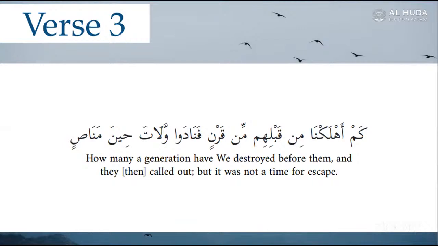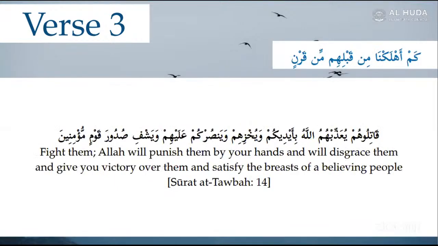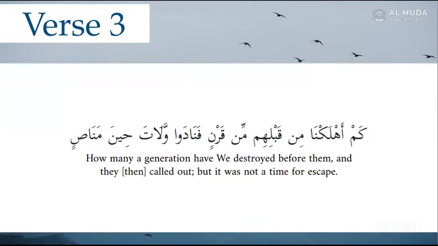In Surah At-Tawbah we learn in verse number 14, قَاتِلُوهُمْ يُعَذِّبُهُمُ اللَّهُ بِأَيْدِيكُمْ وَيُخْزِهِمْ وَيَنْصُرْكُمْ عَلَيْهِمْ وَيَشْفِي صُدُورَ قَوْمٍ مُؤْمِنِينَ. Fight them, Allah will punish them by your hands, and will disgrace them and give you victory over them, and satisfy the breasts of a believing people. So here Allah mentions how many a generation have we destroyed before them. فَنَادَوْا. And they, meaning the people before in the past, then called out. وَلَا تَحِينَ مَنَاصٍ. But it was not a time for escape.